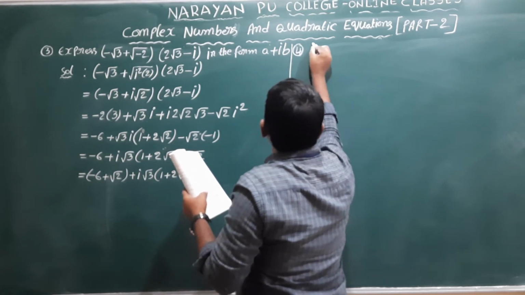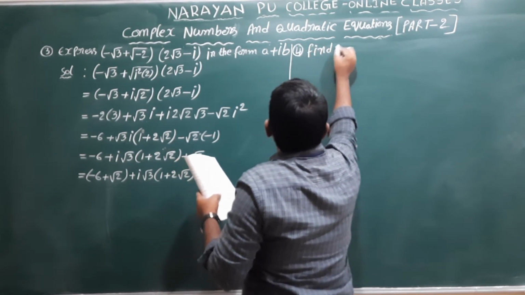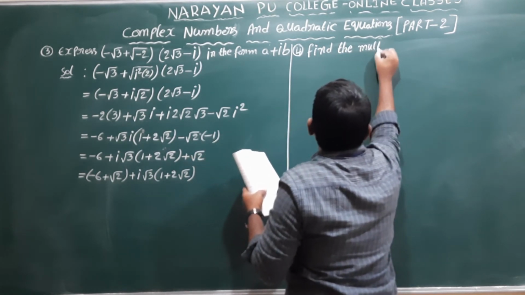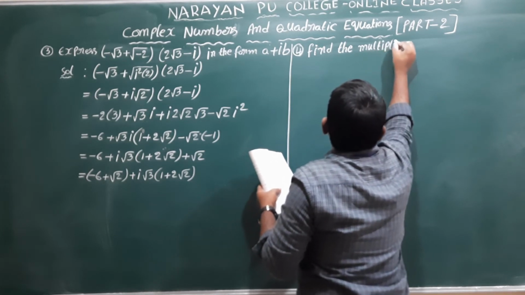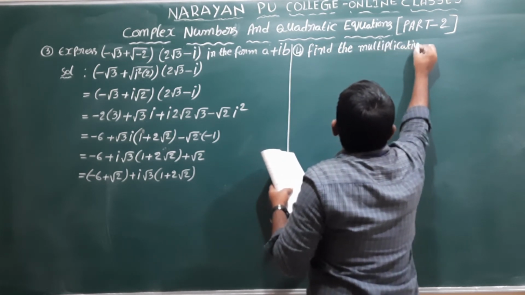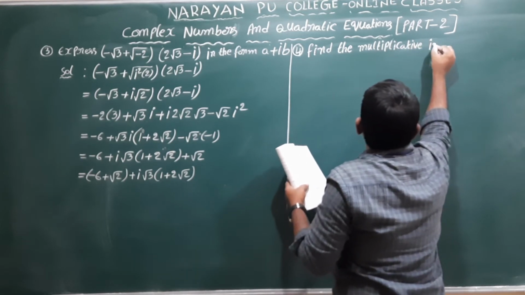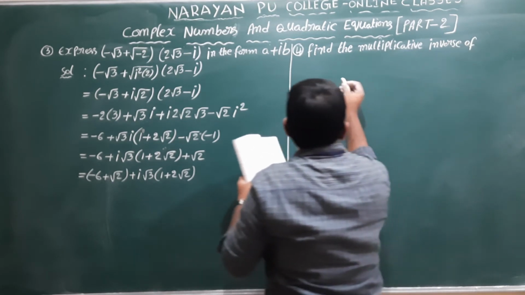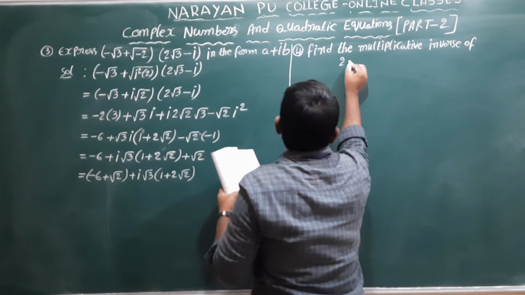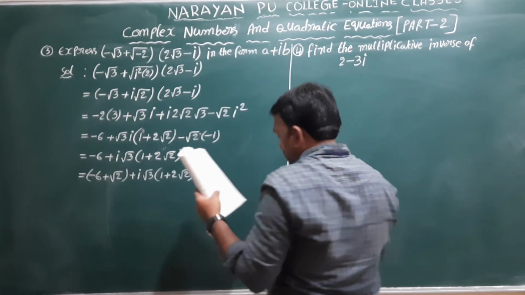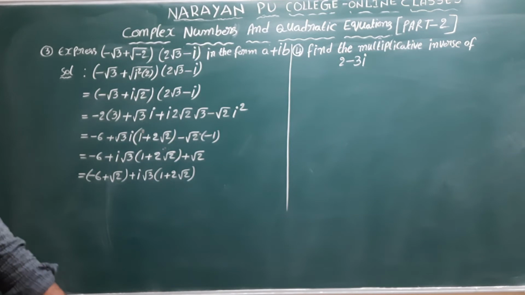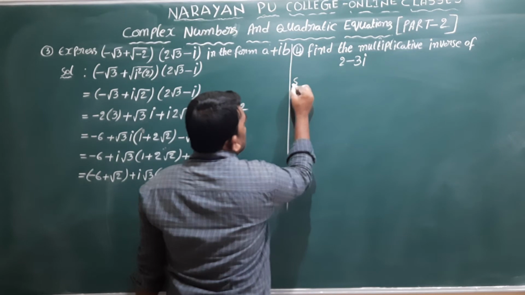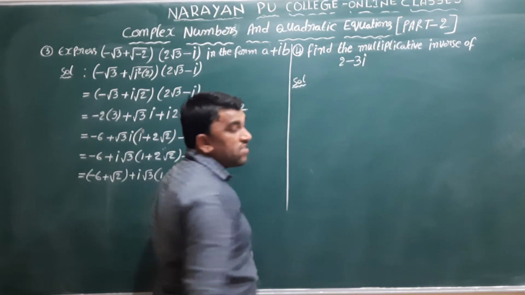Example number 4. Find the multiplicative inverse of 2 minus 3i. So this is a very important problem for 2 marks. Multiplicative inverse of 2 minus 3i. So multiplicative inverse is nothing but z inverse.